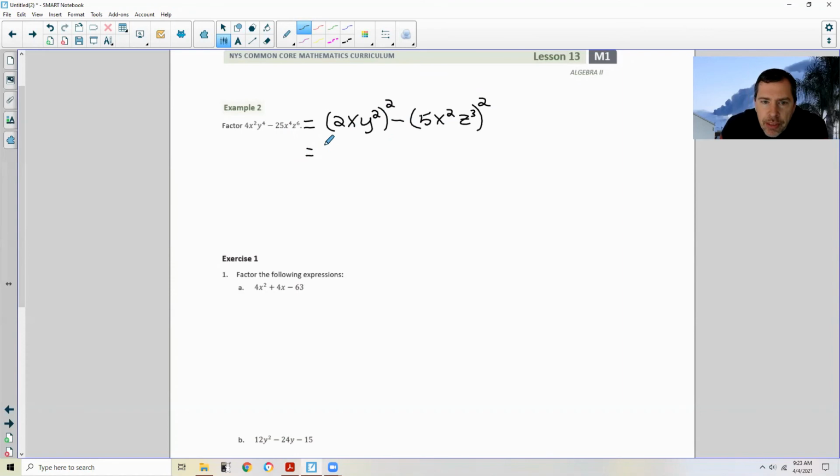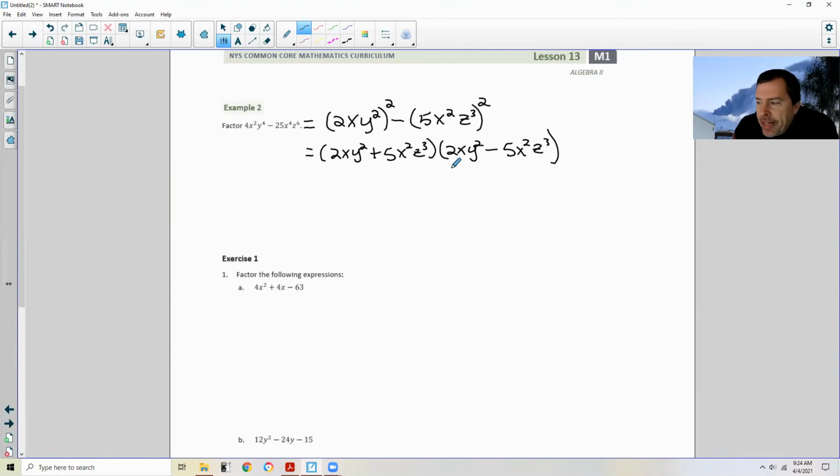So this is going to be the square root of this, which is what's in the parentheses. So it'd be 2xy squared plus 5x squared z cubed times 2xy squared minus 5x squared z to the 3rd. Okay, so hopefully you followed that. It's just the square root of the first term plus or minus the square root of the second term because this is a difference of perfect squares.